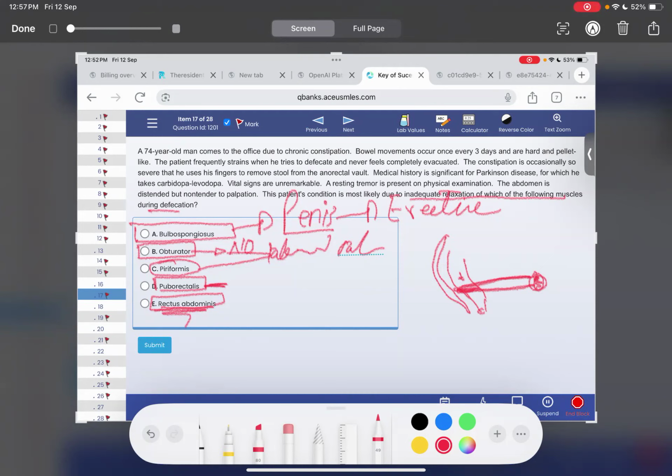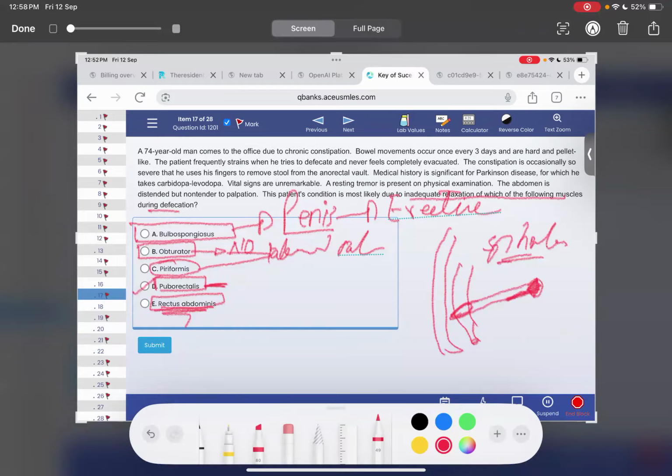Can you repeat that one more time, please? Okay. This is your pubic symphysis, this is your backbone, and here the sigmoid and then your rectum and the anal canal. This puborectalis muscle starts over here, inserts back into the pubic symphysis, goes around the rectum, and acts as a sphincter.